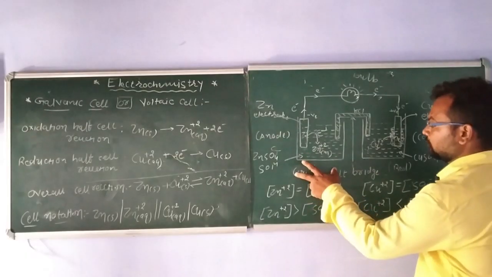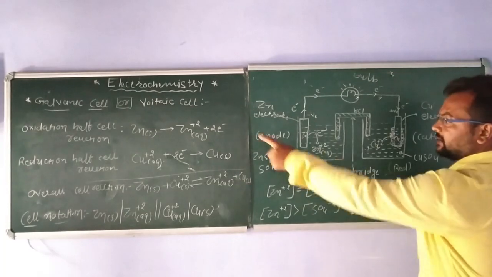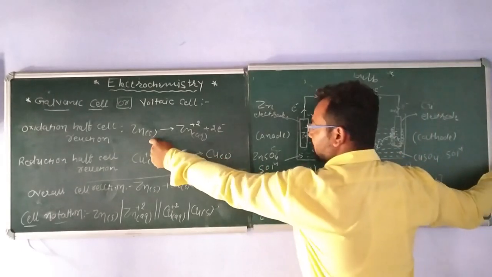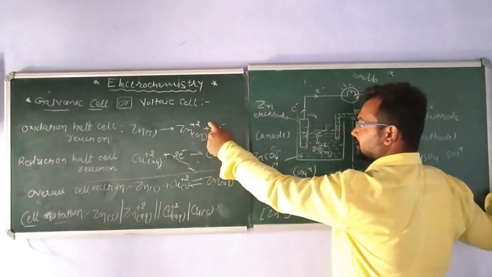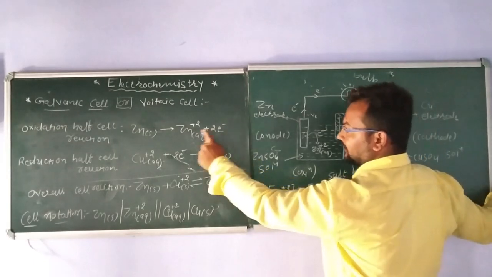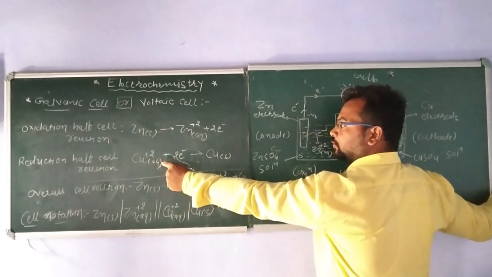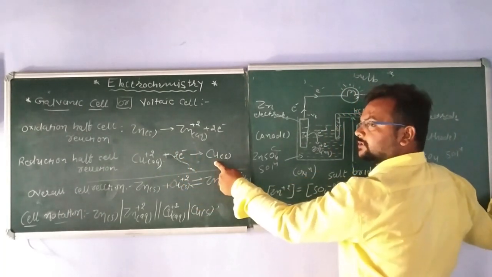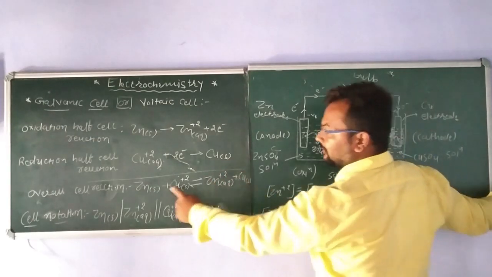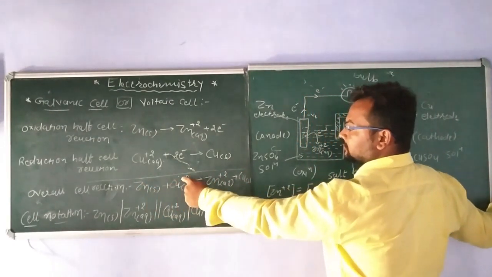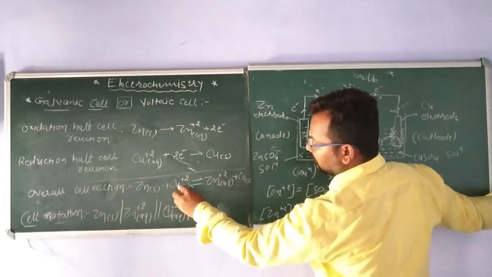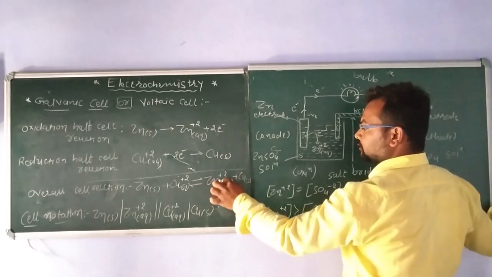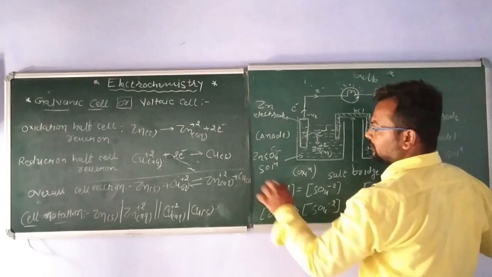So here we get two half cell reactions, the oxidation half cell reaction and the reduction half cell reaction. In the oxidation half cell reaction, Zn solid is oxidized into Zn+2 aqueous and releases 2 electrons. In the reduction half cell reaction, Cu+2 aqueous from the CuSO4 solution gets 2 electrons and is converted into Cu in solid form. And the overall cell reaction is Zn solid plus Cu+2 aqueous gives Zn+2 aqueous plus Cu in solid form.